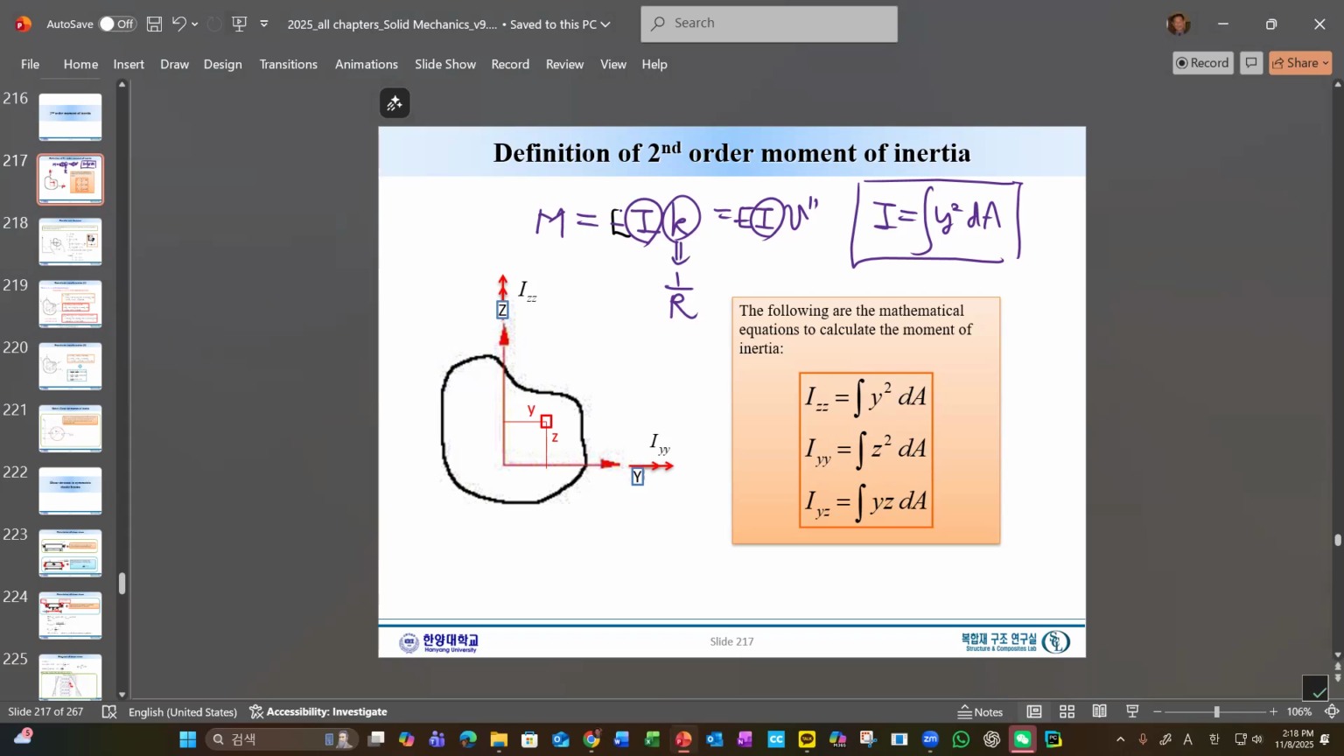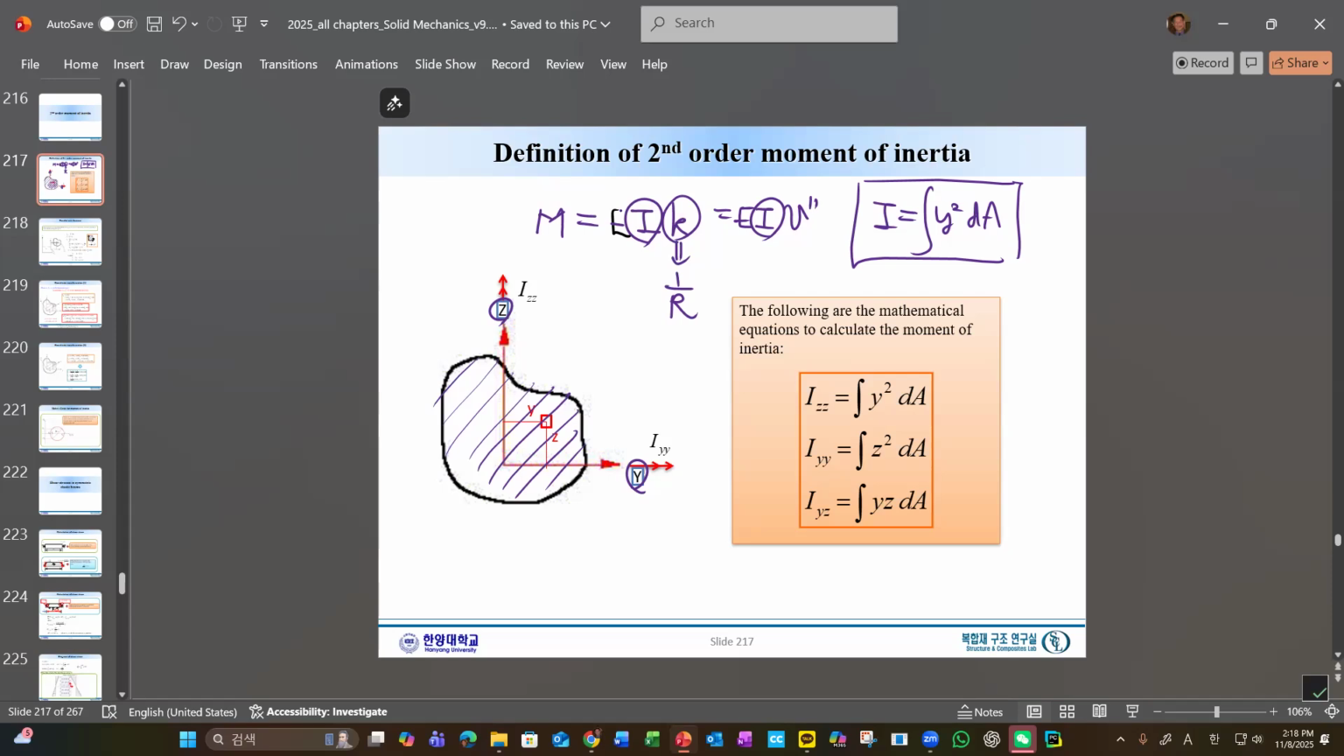Well, in general, let's define. We can think of the y and z axes in a plane. This is the cross section. Any arbitrary cross section; the beam can have any cross section in the YZ plane. And then we can define the following mathematical equation of the moment of inertia.